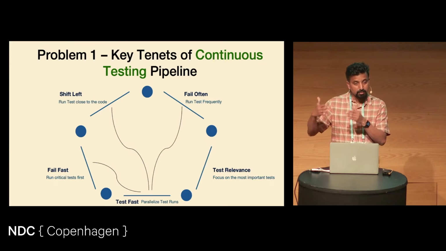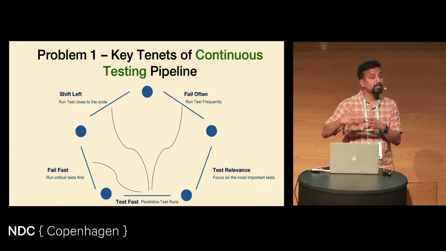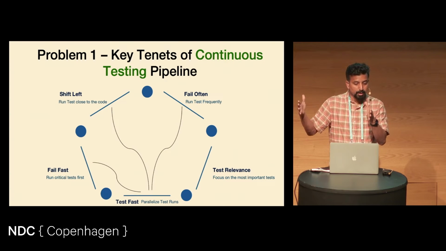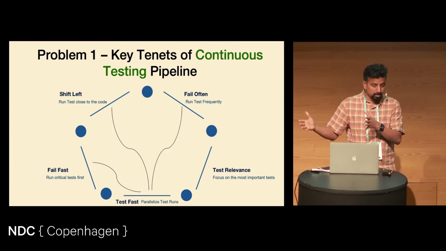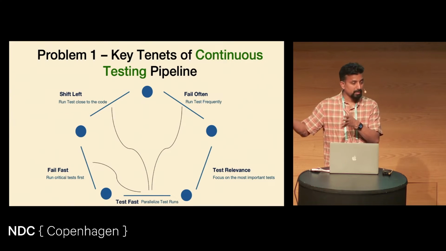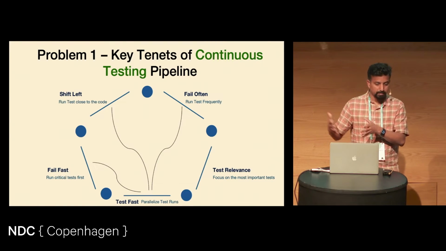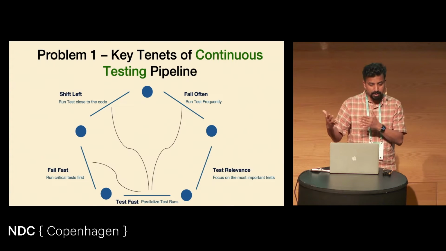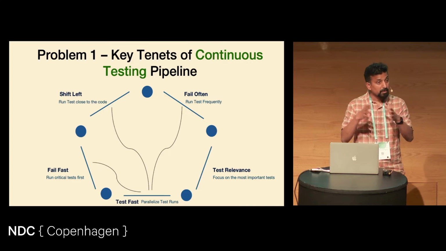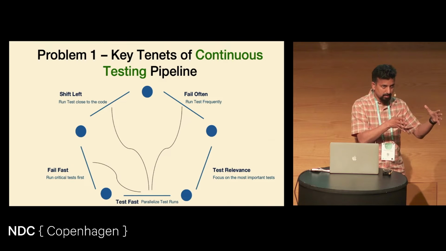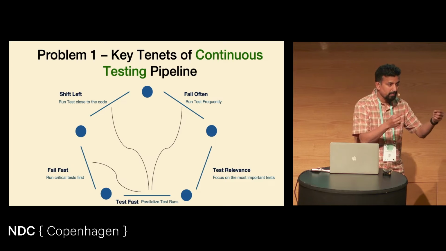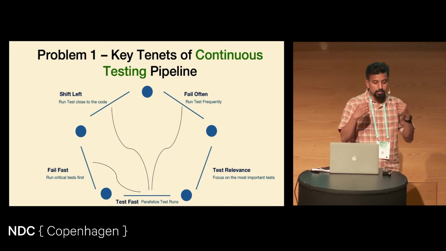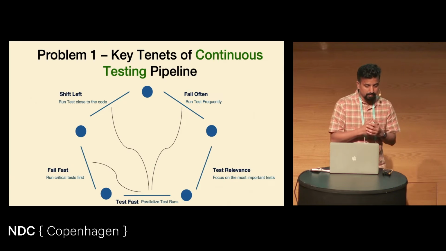To run your test frequently, you should be able to run your test faster. If you have 100 UI automated tests, and it takes an hour to run, you cannot run tests frequently. That's running slow, right? The other principle is fail fast. It's the same as fail often, but fail fast means you run your critical tests first, so that when something fails, you get a much faster feedback cycle. Again, for this, you should be able to run tests faster.